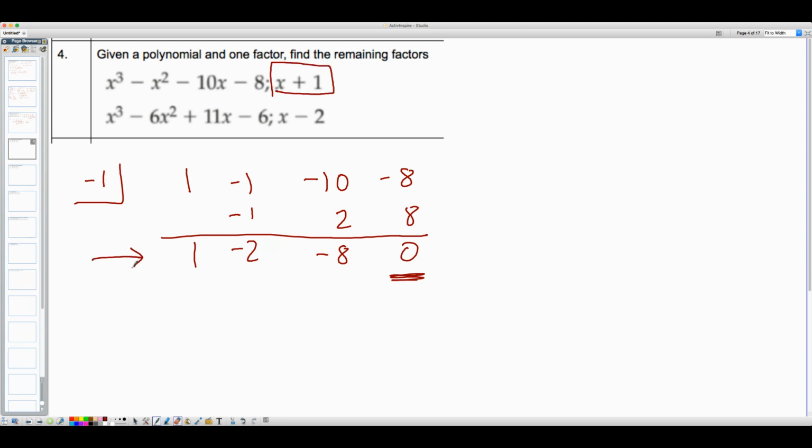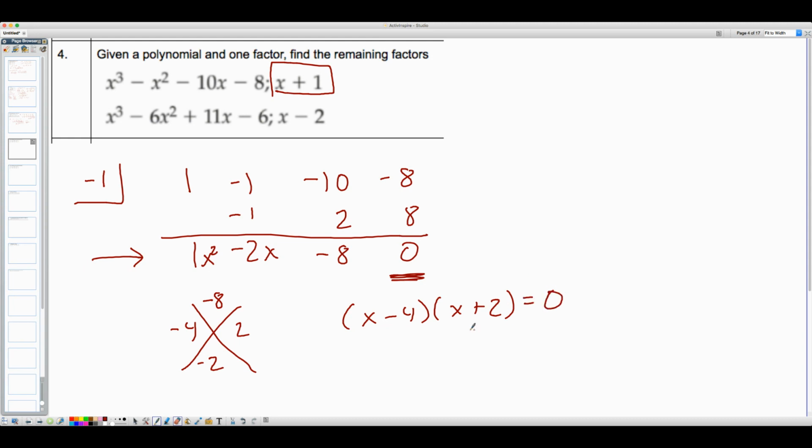That means that this indeed is one of the factors. What this line means is that since I've divided it by x already, I'm going to have 1x squared minus 2x minus 8. And this is something that I can factor. If I have a negative 8, what two numbers multiply to give me negative 8 and add to give me negative 2? Well, that would be negative 4 and 2. So my factors are x minus 4 and x plus 2, and that's equal to 0. So x is equal to 4, or x is equal to negative 2. But I'm asked to find the other two factors. So there you have them.